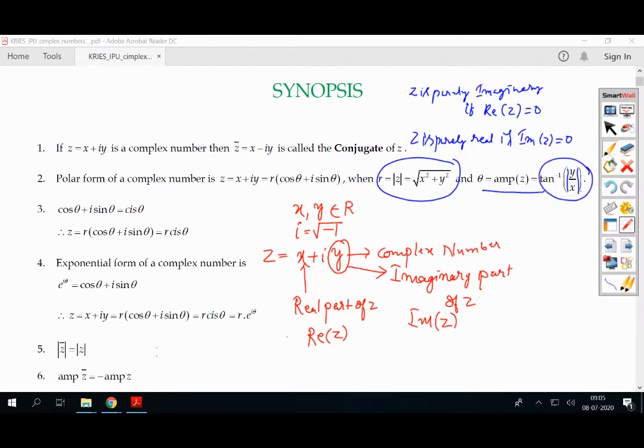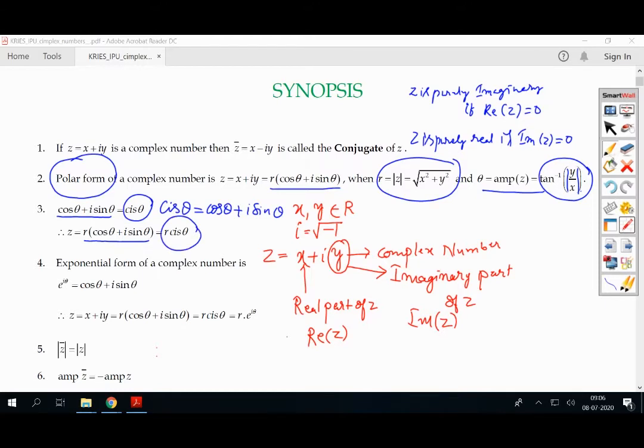If you find the amplitude and the modulus, then if you write z is equal to r into cos theta plus i sin theta, this is called the polar form of complex number z. And that cos theta plus i sin theta in brief form, you can write as cis theta. So cis theta is nothing but cos theta plus i sin theta. So the polar form of complex number, r into cos theta plus i sin theta, you can write in the simplest form as r into cis theta.